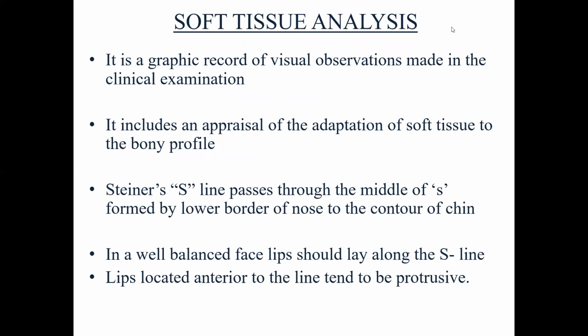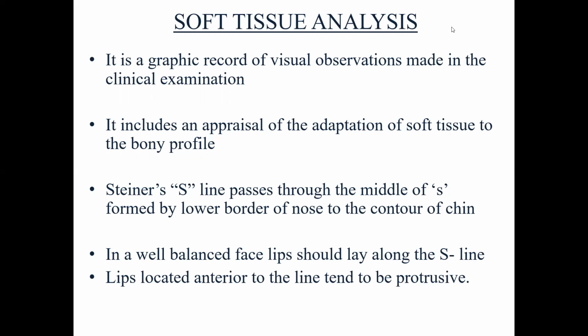Next, coming to the soft tissue analysis, the last parameter in Steiner's analysis. It is a graphic record of visual observations made in the clinical examination. It includes an appraisal of the adaptation of soft tissue to the bony profile. In Steiner's analysis, the S-line is considered for the soft tissue analysis. The Steiner's S-line is a line which passes through the middle of the S, found by the lower border of the nose to the contour of the chin.